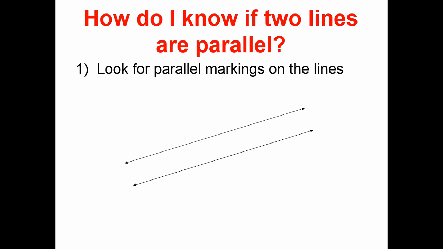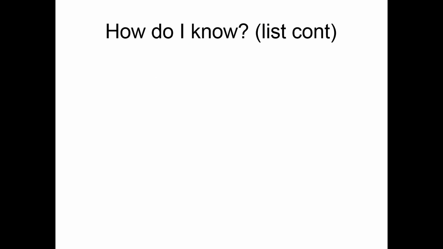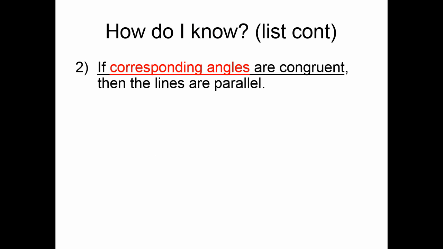So how do I know if two lines are parallel or not? Well, I know for a fact that two lines are parallel if they have the little markings on. These little markings tell me that those two lines are parallel, but that's not the only way that I know for a fact that the two lines are parallel. When the corresponding angles are congruent, then I know for a fact that the lines are parallel.